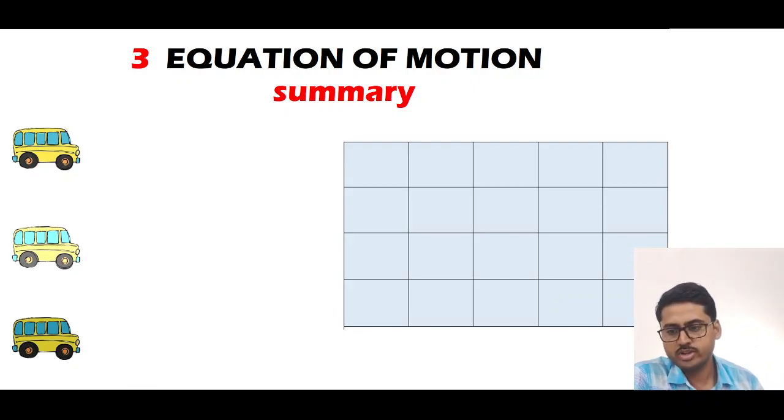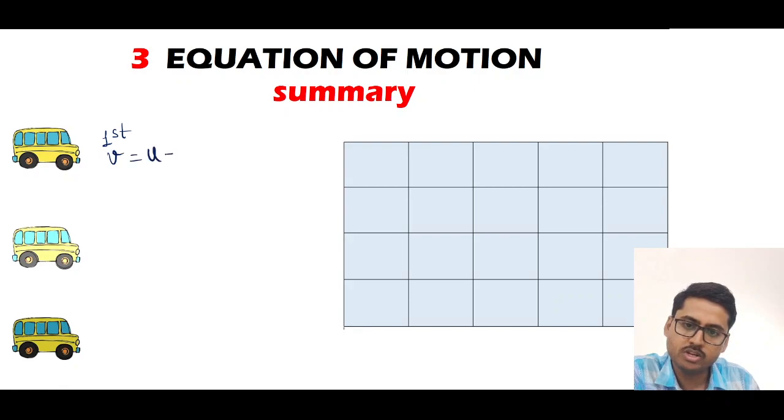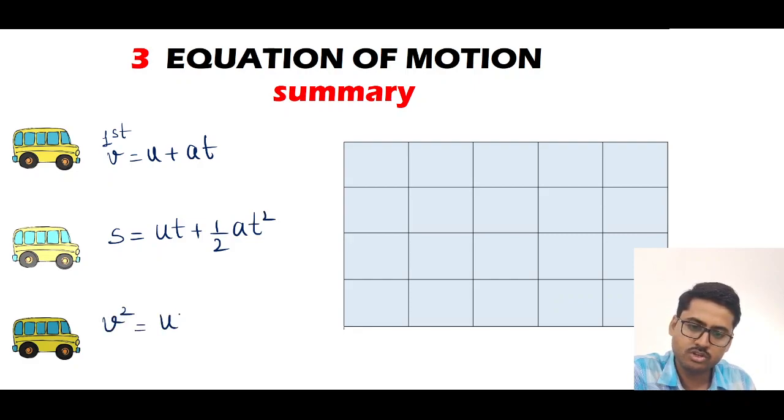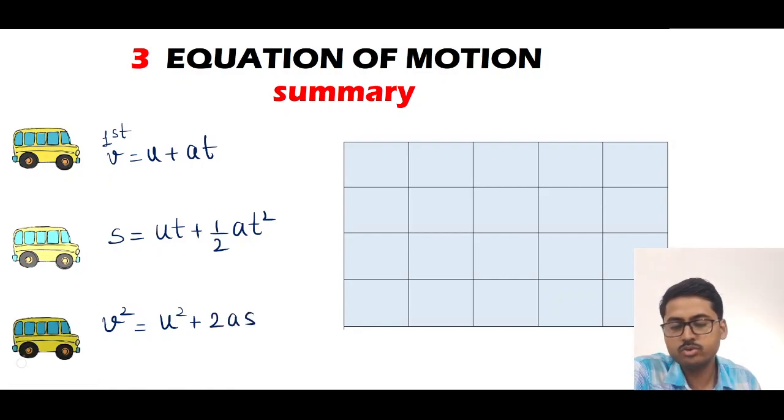Now for a quick summary, we can see and analyze the three equations of motion before we end today's session. So the first equation, as you know, is v is equals to u plus at. Second is s is equals to ut plus half at square, and the third equation is v square is equals to u square plus 2as. Now children, when you are getting into the numerical, the problem will be to figure out which equation to be used where.